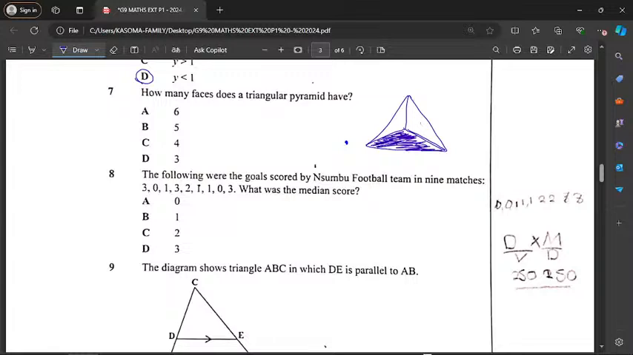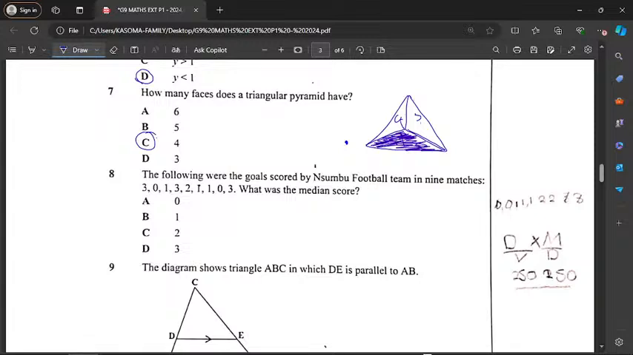Now how many faces does it have? The one which is down, the one I've shaded, is number 1. Number 2 is the one which is this side facing me. Then number 3, the one that is on the right side. Number 4, that is on the left side. So it has got 4 faces. So we can circle C as the correct answer.